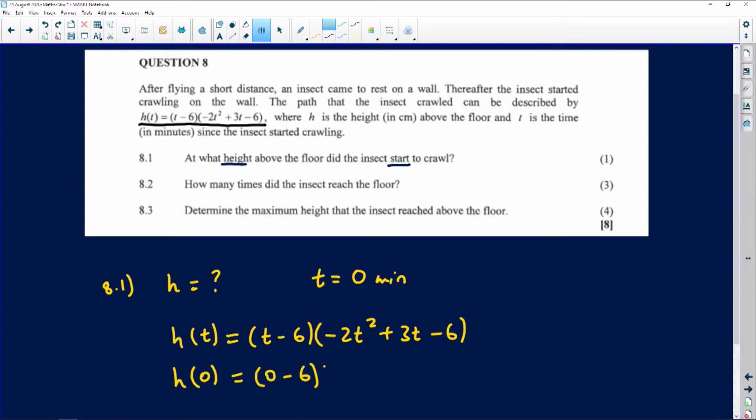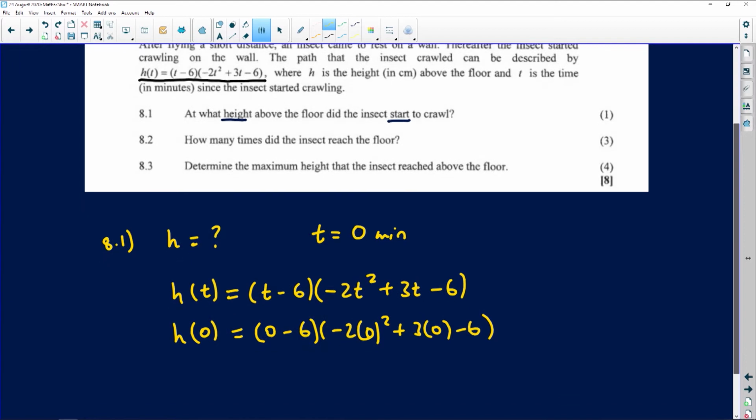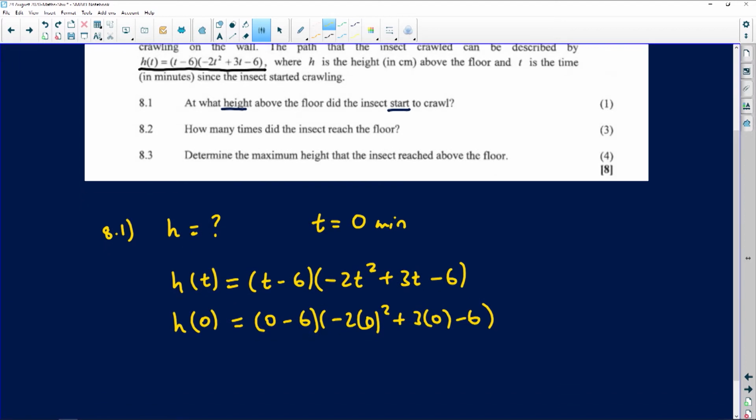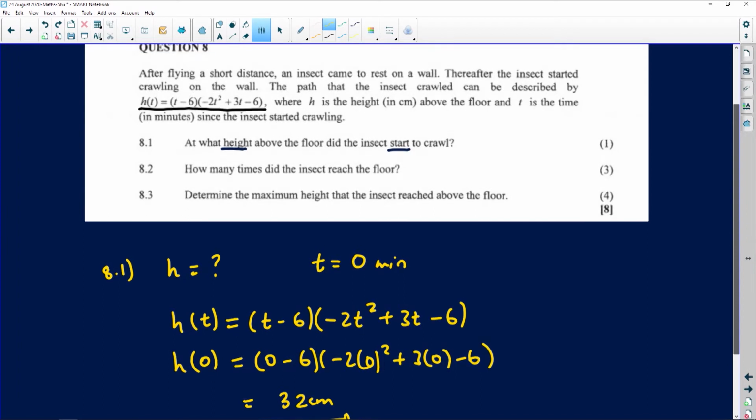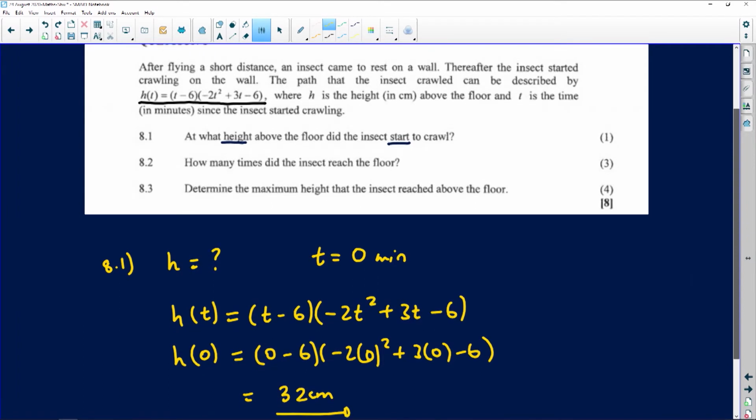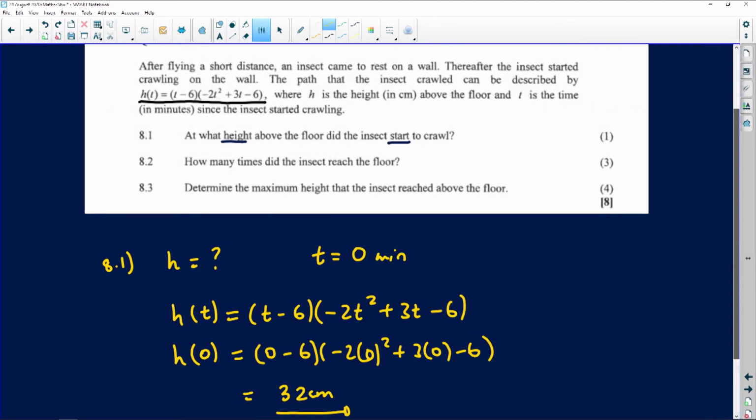That's going to be 0 less 6, and then negative 2 times 0 squared plus 3 times 0 minus 6. I think you guys will agree with me that all the zeros will disappear. You're just sitting with negative 6 times negative 6, which gives you a value of 36. So when this fly started crawling, it was at a height of 36, not meters, but centimeters. The examiner said your height is measured in centimeters. Be careful of the unit that you're working with. They said height is in centimeters, so in the beginning, it was 36 centimeters above the floor.